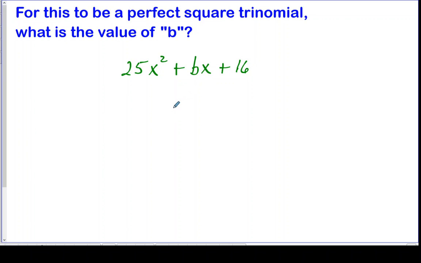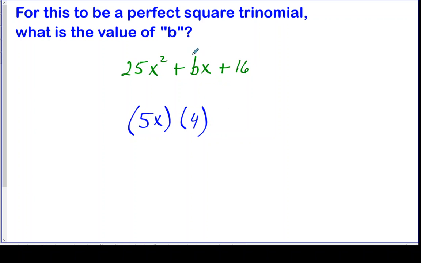What if you had this? What if you were given this trinomial, 25x squared plus bx plus 16, and it's asking us, in order for this to be a perfect square trinomial, what would be the value of the variable b? Well, remember, if it's a perfect square trinomial, what do you know here? You know that this has to be a perfect square, and can you take the square root of 25x squared? Yes. 5x times 5x is 25x squared. Can you take the square root of 16? The square root of 16 is 4. So far, this is making this perfect square.